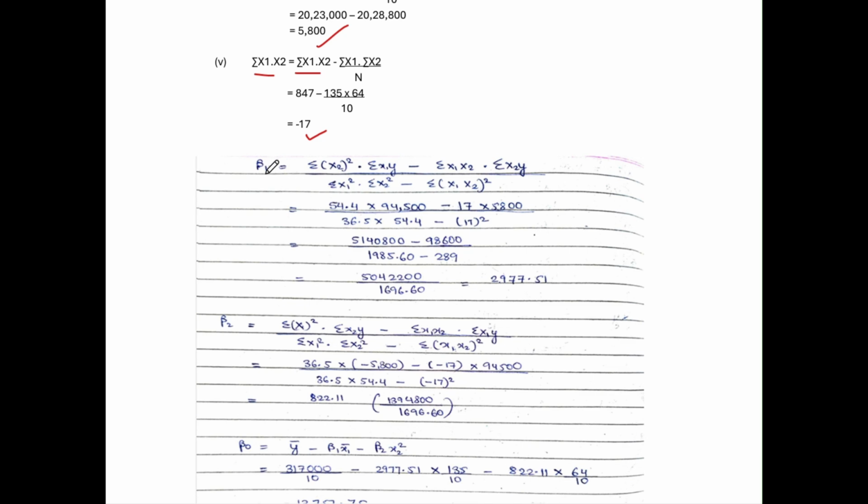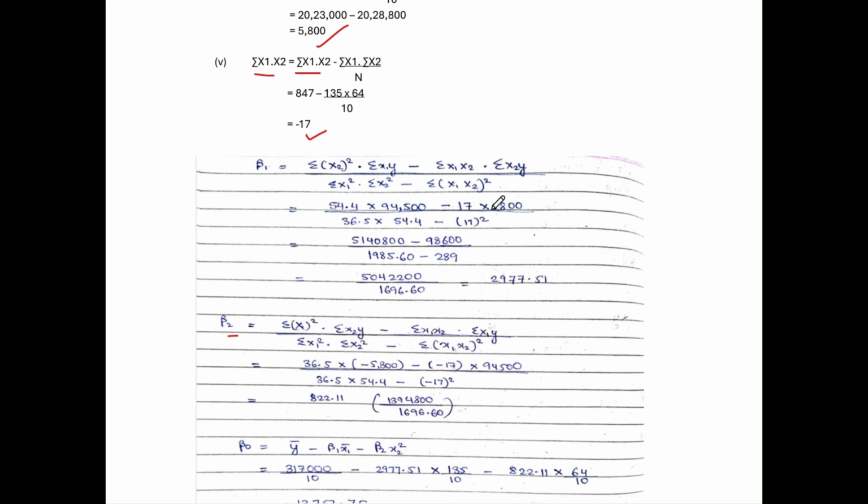Here we are calculating for beta 1, so it will start with x2 square. In case of beta 2, it will start with x1 square, just a rotation. So x2 square into sigma x1y minus sigma x1 x2 into sigma x2y, and under it sigma x1 square into sigma x2 square minus the bracket of sigma x1 x2 whole square.